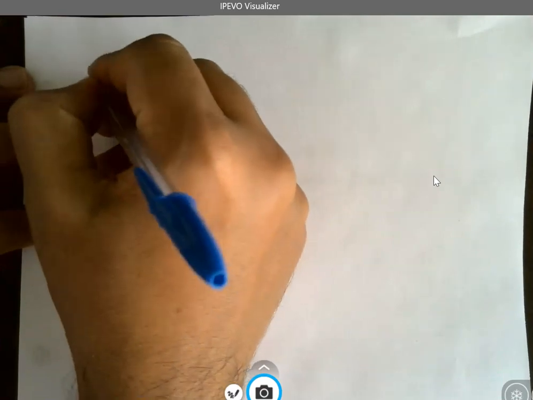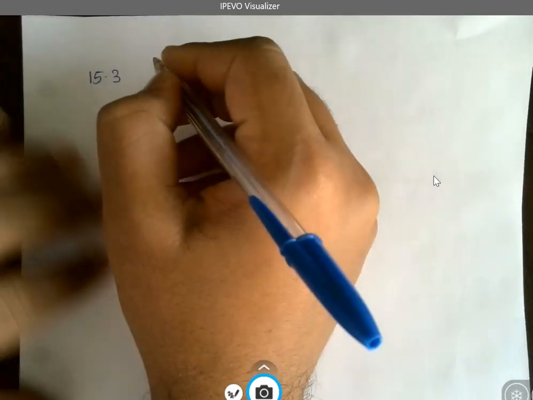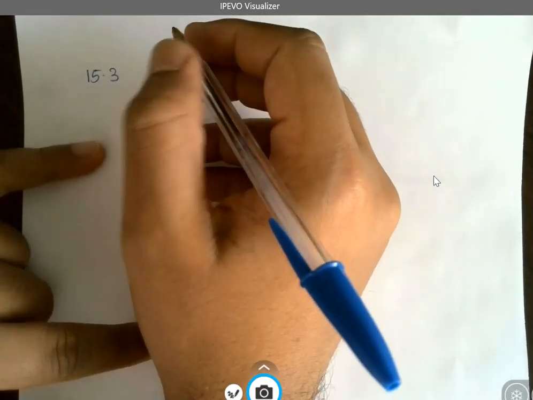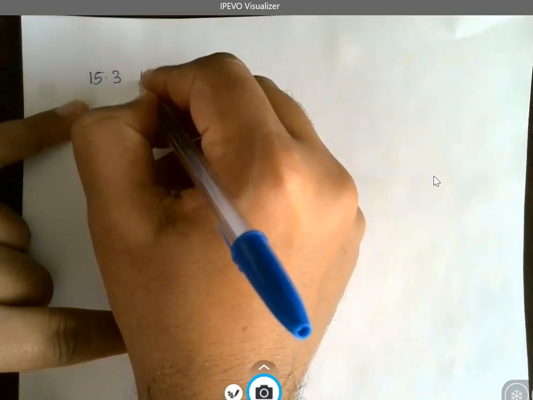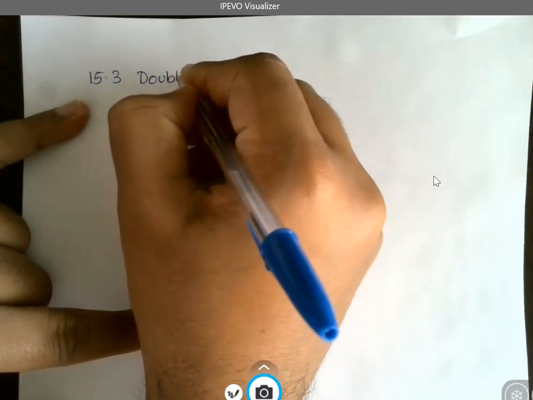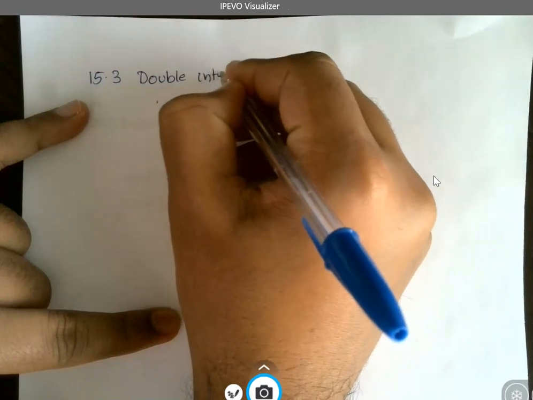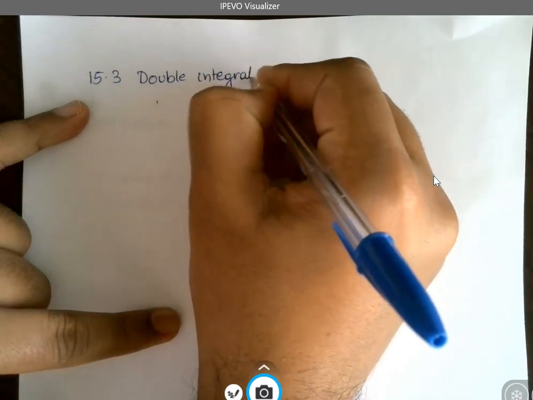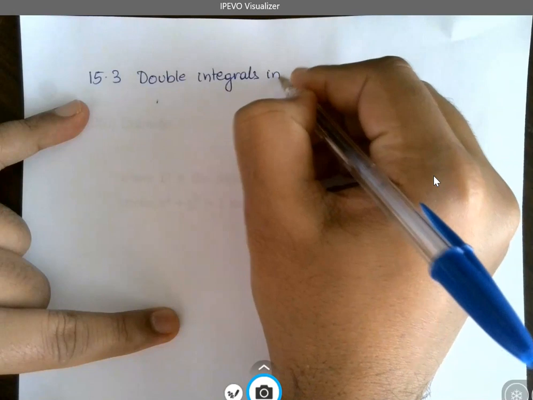Hello everyone, and today we are going to discuss section 15.3. I hope you and your family are staying safe first of all. Section 15.3 deals with double integrals in polar coordinates.